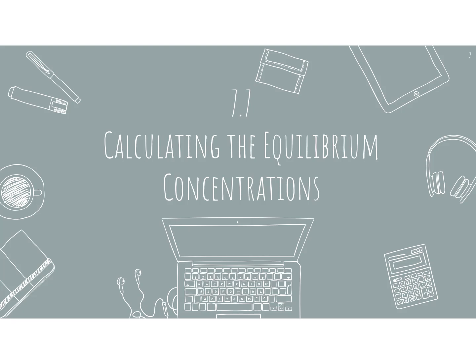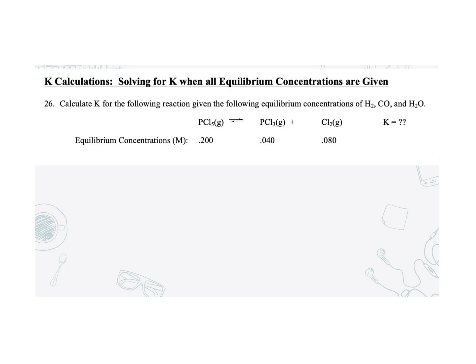Hi everyone, today we're going to be talking about topic 7.7, calculating the equilibrium concentrations. So we've already seen some straightforward examples of trying to calculate K when you're given all equilibrium concentrations. So here's an example. We have this reaction, PCl5 decomposes to form PCl3 and Cl2. We're given the concentrations of each at equilibrium and we're asked to find K.